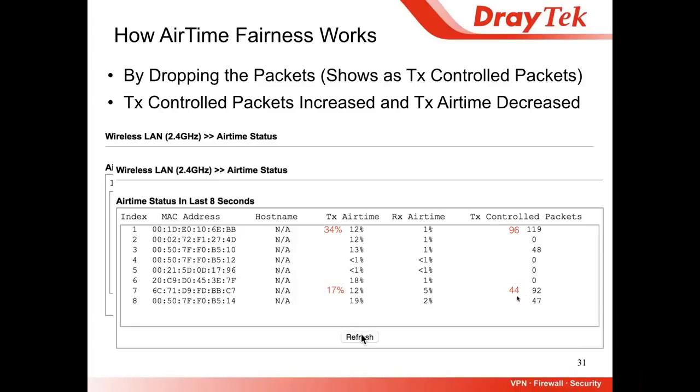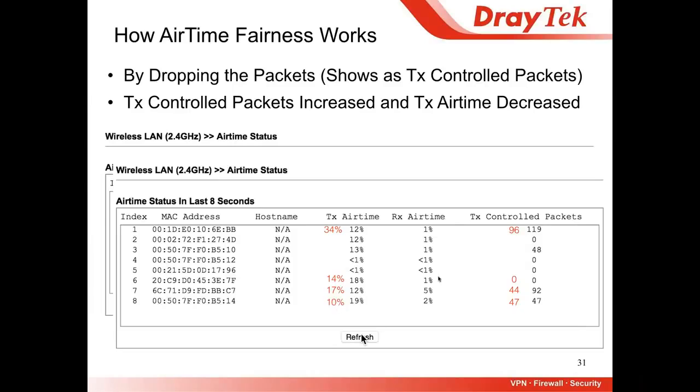Also, this station used to be at 44 packets when it got controlled, and during that period the access point controlled almost 50 more packets. So the airtime also decreased by 5%. If you compare to this one, index number 6, it didn't get controlled, and the airtime increased. Also this one, it used to be 47 and still remains at 47. That means during this period, this station didn't get controlled and the airtime increased.